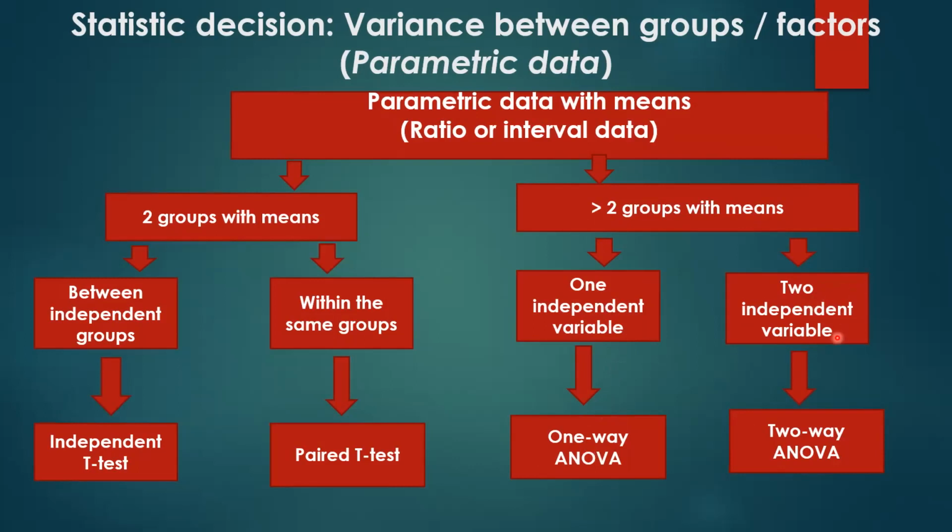Then two independent variables. Sorry, two independent variables. In this case, you actually have two variables that are independent. So we can do two-way Anova to see how the variables interact. This one is rare, but those who are doing two-way Anova will know it. Two-way Anova is not something that is common with many students.